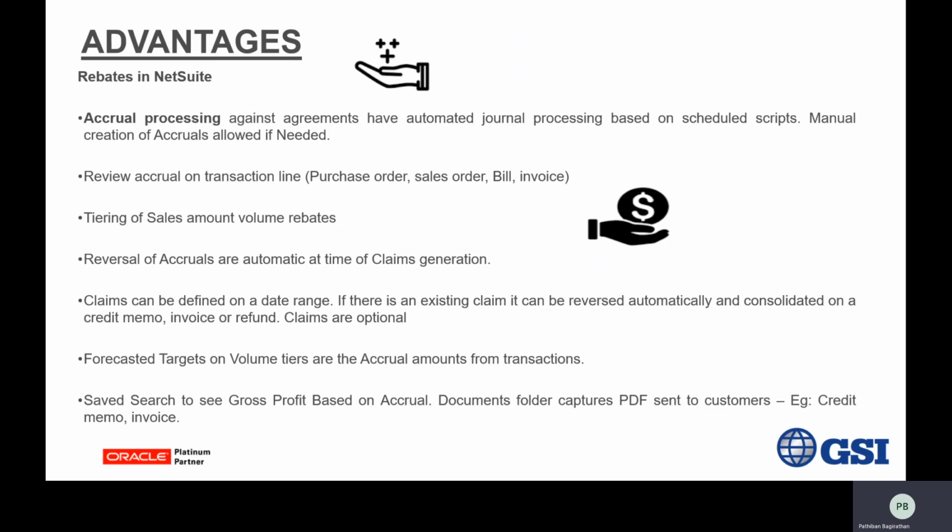Claims can be defined on a date range. If there's an existing claim, it can be reversed automatically and consolidated on a credit memo, invoice, or refunded. You can have saved searches for the gross profit on accruals. That's a cool feature. We can also have a document folder. So any PDFs of the invoices, credit memos, vendor credits, which are sent to customers or vendors, all of these are captured in the documents folder.